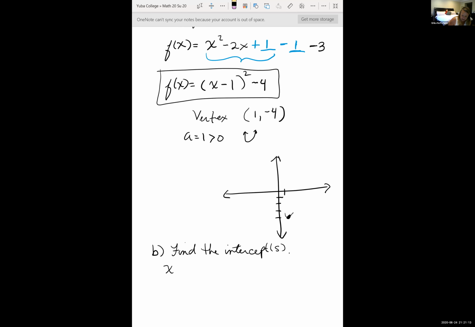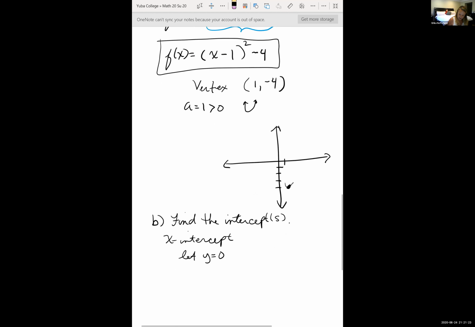So x-intercept, this is where we let y equal 0 or f of x equal to 0. It does not matter. You can set this equation that we just got, the vertex form, equal to 0, or you could have set the equation we started with equal to 0, that x squared minus 2x minus 3.